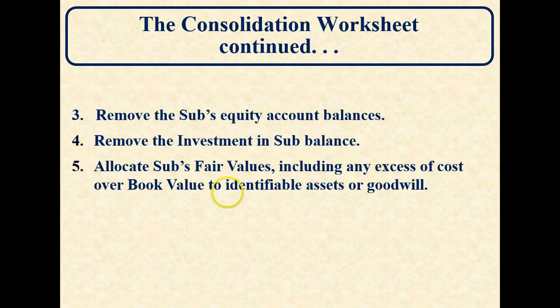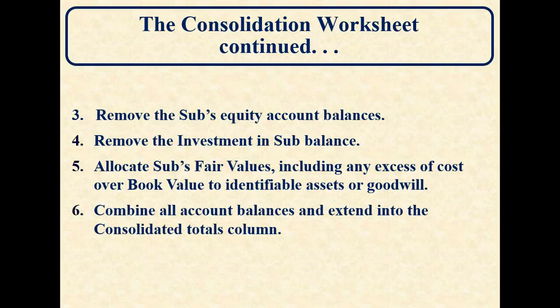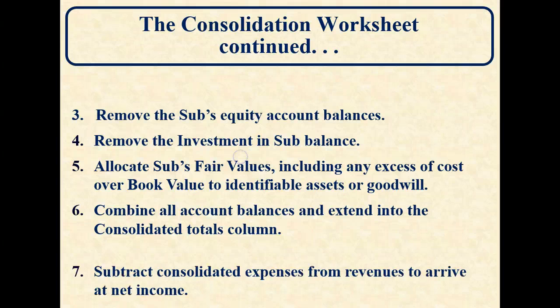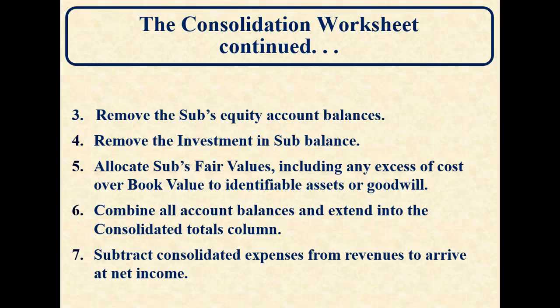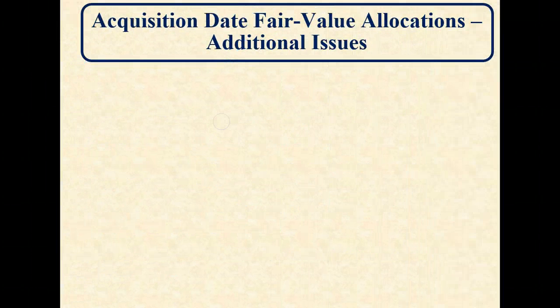Then we're going to make sure the fair values of the subsidiary get posted, and anything extra goes to goodwill. Then after that, we're going to take the various accounts and combine them. So we're going to combine the parent's and the sub's into a new balance. And then finally, any expenses we incur to consolidate, we get to expense out in the current period and arrive at net income. Sounds easy, doesn't it?